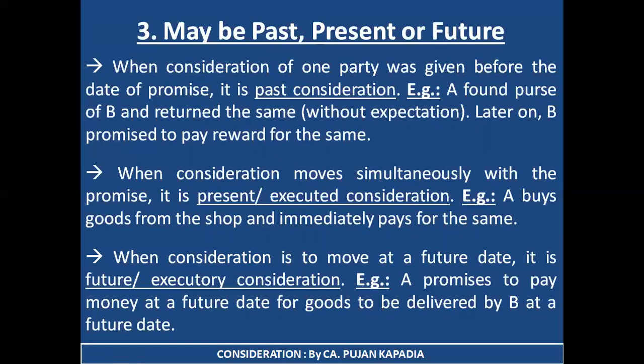So I'm passing on money from me to the shopkeeper. So basically the promise and the consideration are taking place simultaneously, as a result of which this is known as present consideration or executed consideration. The third point is when consideration is to move at a future date, it is known as future or executory consideration.